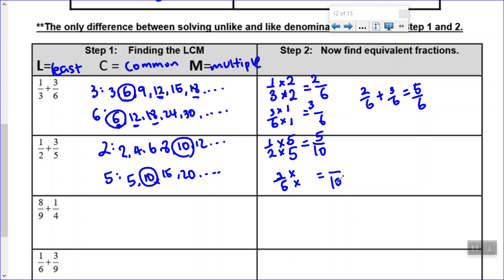5 times what makes 10? 5 times 2 is 10. So you multiply by the same number. So 3 times 2 is 6. 5 tenths plus 6 tenths. 5 plus 6 is 11 over 10. 11 is a prime number. You cannot find any other GCF other than 1. So it is simplified.